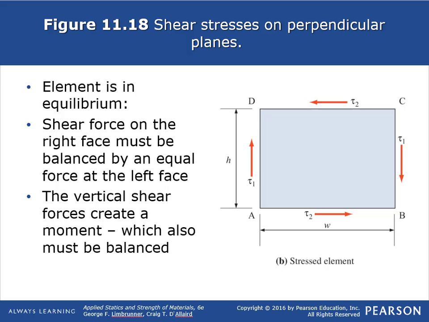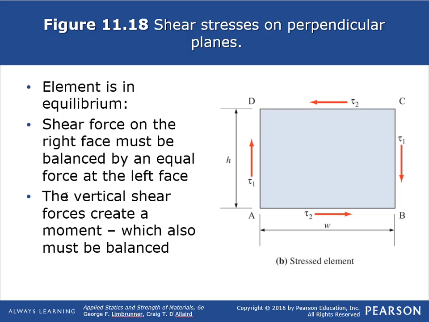If we look at this shear element here, here's the tau 1 from our free body diagram. This was where the edge of the free body diagram was cut. This is our infinitesimal element. We know that this element is in equilibrium. The whole beam is in equilibrium, so therefore this element is in equilibrium as well. The shear force on the right face has got to be balanced by an equal shear force at the left face. Equilibrium: sum of forces in every direction equals 0.